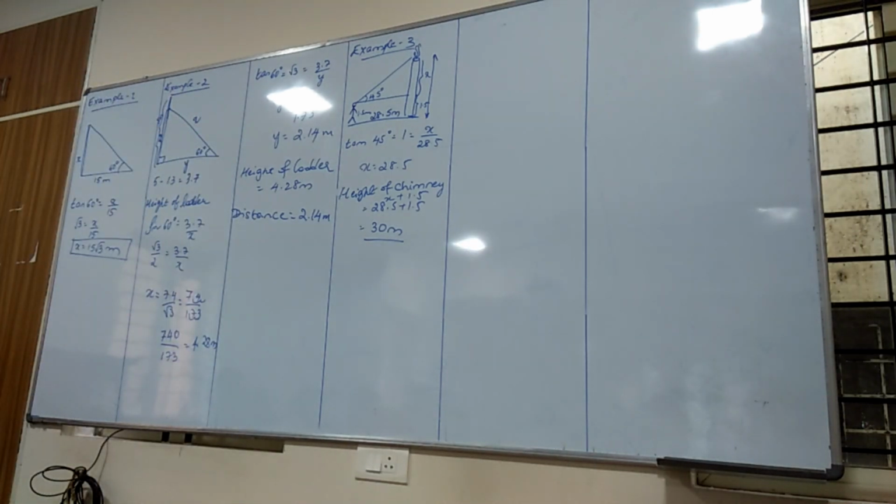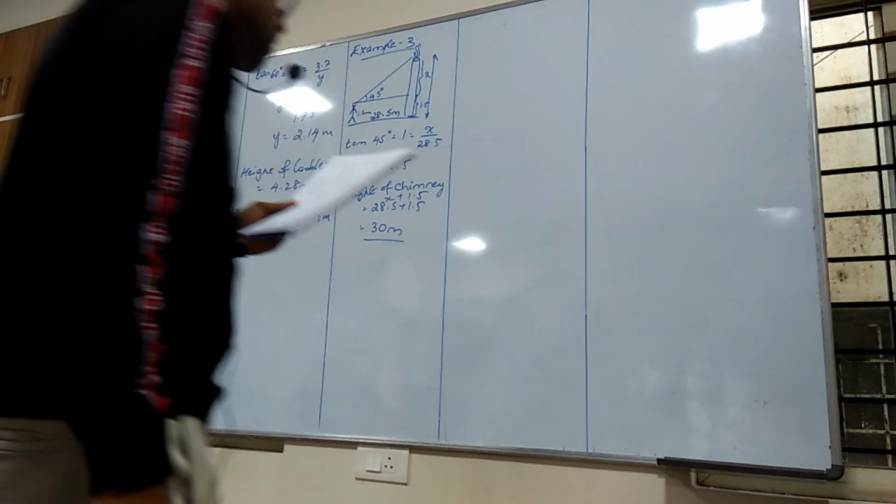Now, example number 4. The shadow of a tower standing on level ground is found to be 40 meters longer when the sun's altitude is 30 degrees than when it is 60 degrees. Find the height of the tower.